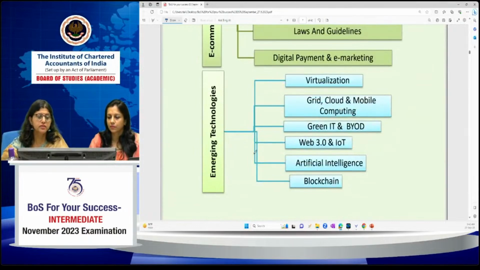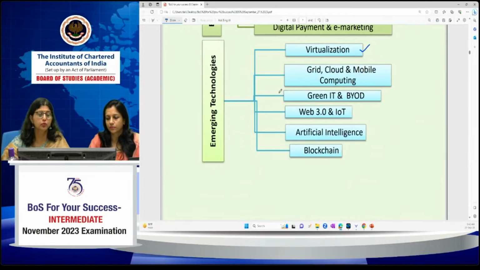So what all emerging technologies we have? Virtualization, grid, cloud, and mobile computing. So suppose there are say 7 or 8 computing technologies. Once you are through with every topic, you just keep on ticking. And once all the ticks are there, you know that you are through with the chapter.